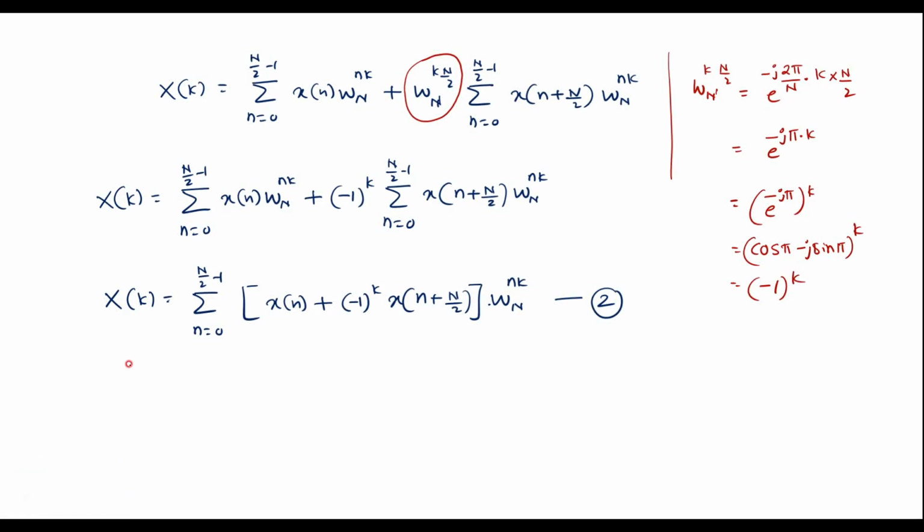So now split this X of k into even and odd numbered samples.